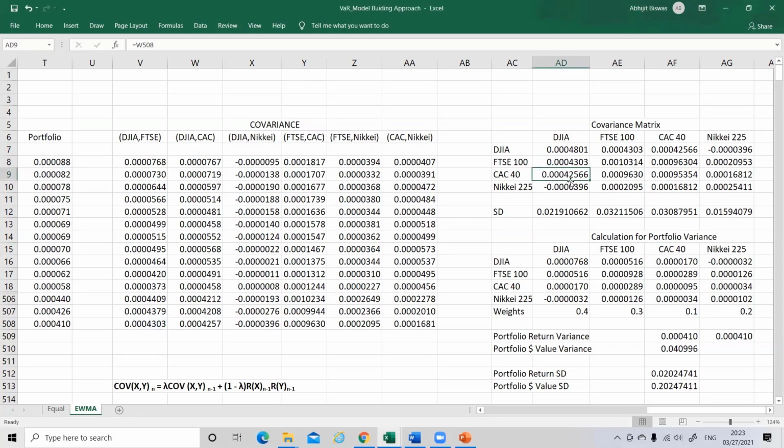Same way, we will now keep on filling the other cells, right? So come to AD9 and just type equals to W508. Okay, done. To the cell number AD10 and enter the formula, that is equals to X508. Yeah. Now you come to AE7.